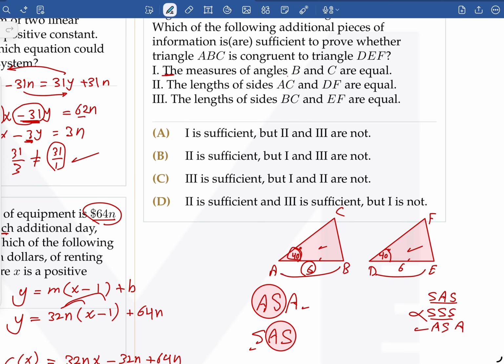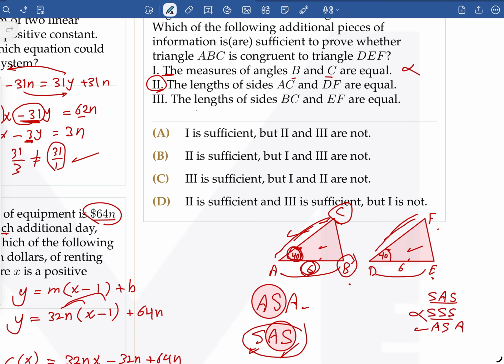Number 1, the measure of angles B and C are equal. Is this okay? This is an angle? No, because B and C both are in one triangle. It should be B and E or C and F, not B and C. So this is not sufficient to prove that the triangles are congruent. Number 2, the length of sides AC and DF are equal. AC and DF, yeah, that's it. AC and DF makes SAS, because this is one side, another side is already given, and this is the angle between them. So that's okay. Letter B, number 2 is okay.